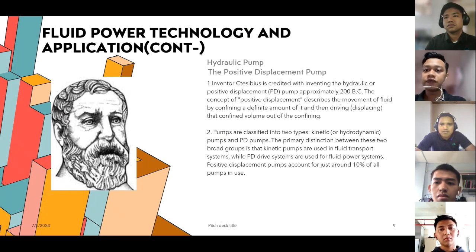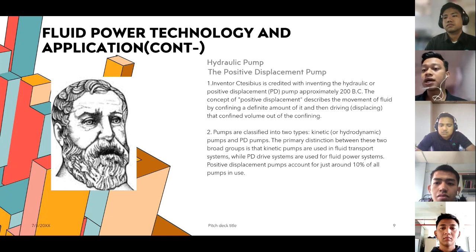So one of the fluid power technologies is the hydraulic pump, the positive displacement pump. The inventor of this pump is credited with inventing the hydraulic or positive displacement (PD) pump approximately 200 years before centuries. The concept of positive displacement describes the movement of fluid by confining a definite amount of it and then driving the confined volume out of the confining space.